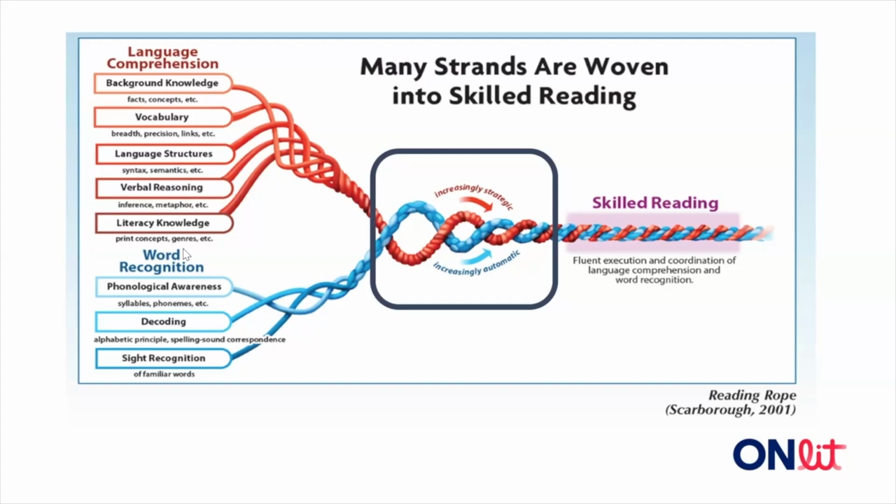When we look at the rope and know that this illustrates development over time, by grade 6, these strands from word recognition and language comprehension are more tightly woven and working together. So it would not be necessary to rescreen those students if they are already at or above benchmark. But how is this different if the student is in grade 2?